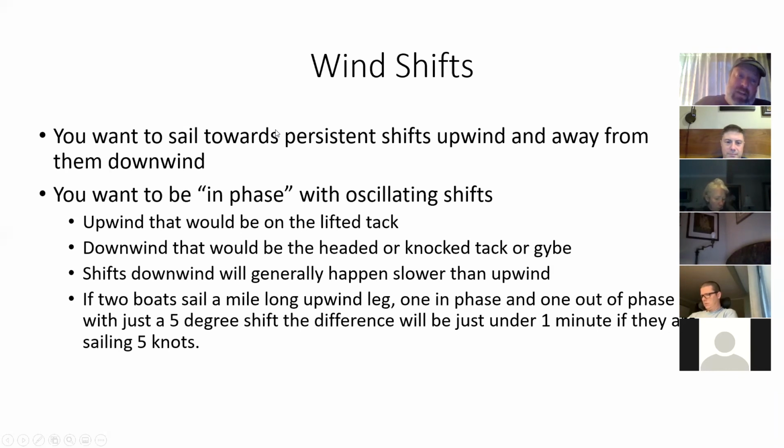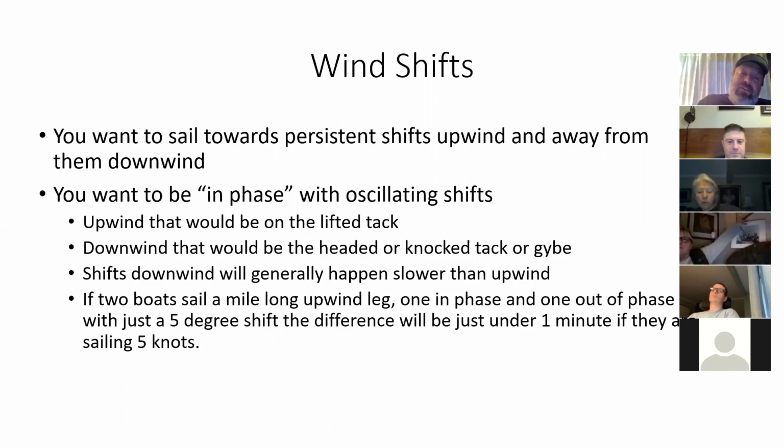For the oscillating shifts, you want to be what we're going to call in phase. Now, in phase pretty much means that you are maximizing the shift to your advantage, either upwind or downwind. So if you're sailing upwind, you're on the lifted phase of the shift, and downwind, you'd be on the knocked phase of the shift, and that's going to optimize and make you sail a shorter distance up the race course. Like I said before, shifts downwind generally happen slower than upwind.